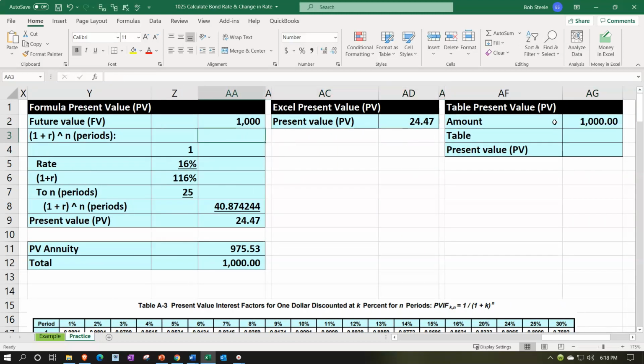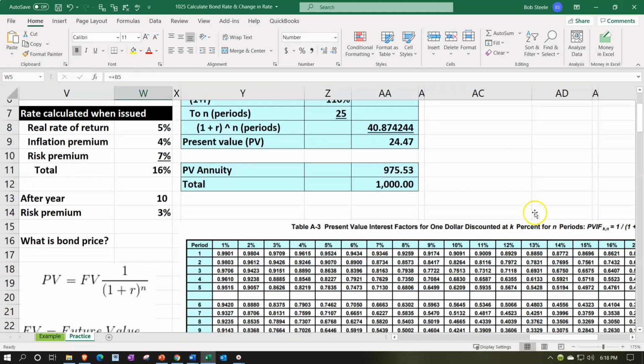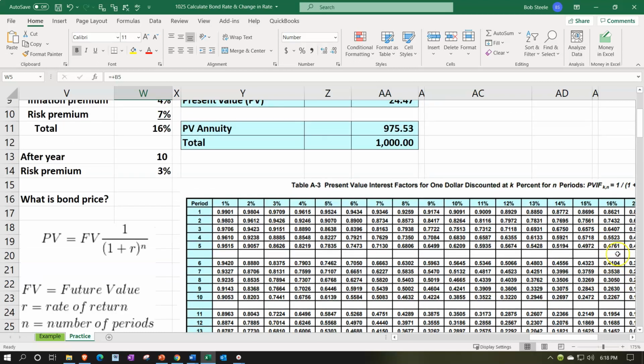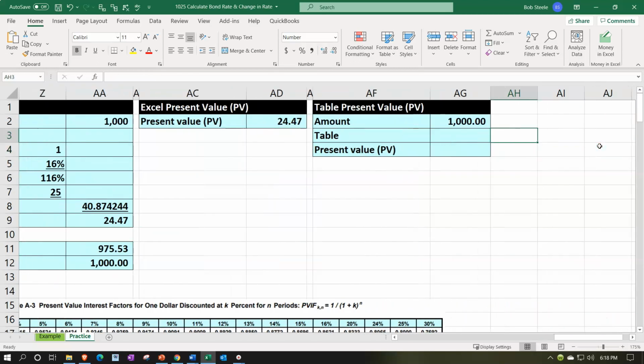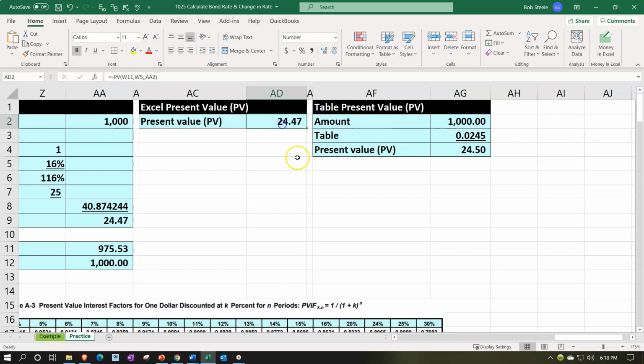Table time. Making sure we've got the proper table, the present value of 1. We're looking for 16%, 25 periods. There's the 16, there's the 25 right there. That's the 0.0245. And then we're going to take the 1,000 times the 0.0245, which gives us 24.50, slightly different than the 24.47 due to rounding, the tables rounding to 4 digits. Okay, so our answer was the 1,000 as suspected.